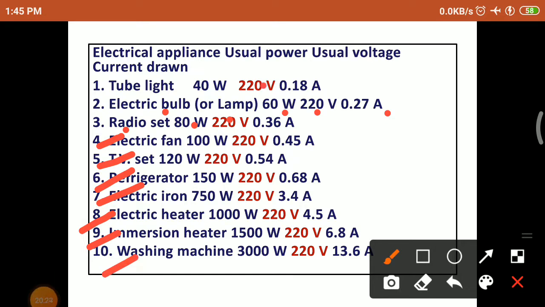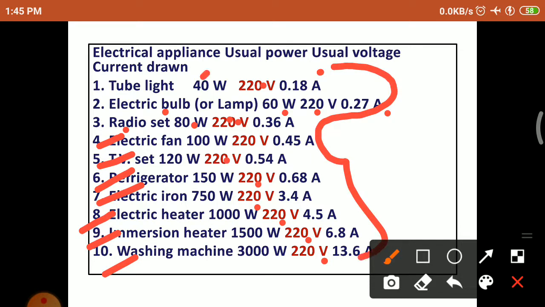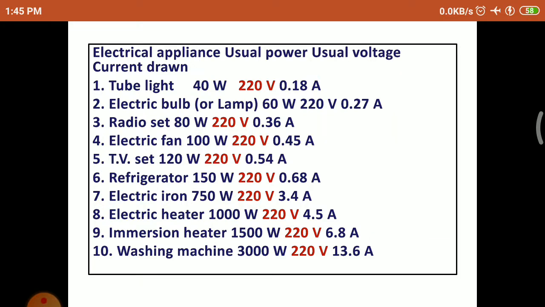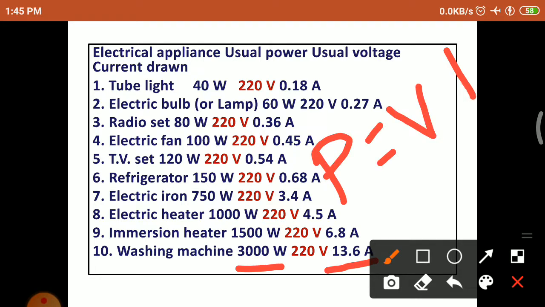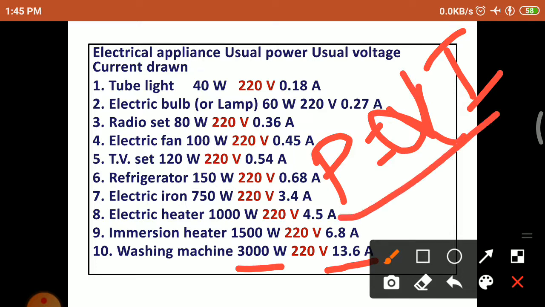And see, the voltage of all the electrical appliances is the same, because the Indian government provides 220 volt only for domestic electric circuit purposes, but the current is different for each electrical appliance depending upon the watt. If the watt is more, the current is also more, because P = VI. So here I is directly proportional to P. If the power is more, the current is also more.